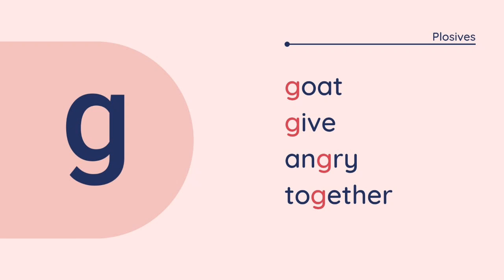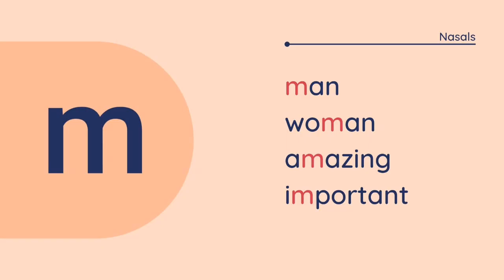So, pronounce along with me: goat, give, angry, together. Now we are moving on to the nasals. So the first one here is consonant sound m, as in man, woman, amazing, and important.